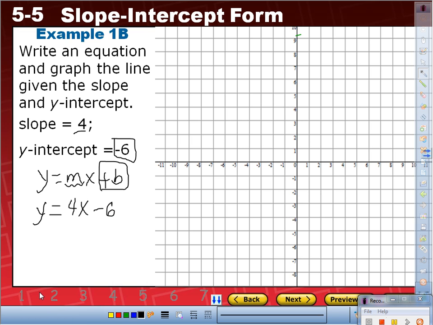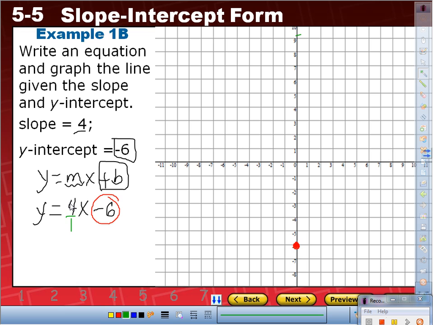Because if you write plus -6, what is it? Yeah, so it's still negative. Everybody got this? So let's graph this. Circle your y-intercept. What is my y-intercept? -6. So where's -6 on the y-axis? It's down here. There it is. What is my slope? 4. And this needs to be in fraction form, so it's 4 over 1.